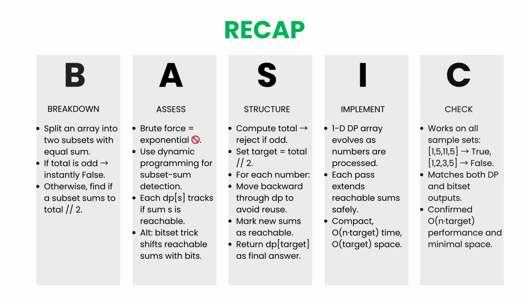Check recap. When tested on multiple arrays, every case behaved exactly as expected. Valid partitions returned true, and impossible ones returned false. Both the DP and the bitset variants produced matching results, confirming that the algorithm is both efficient and reliable.